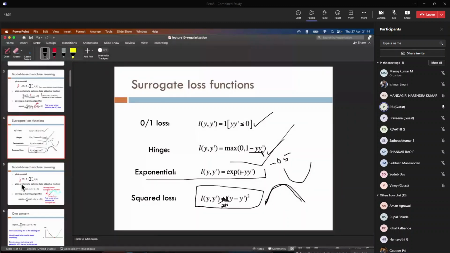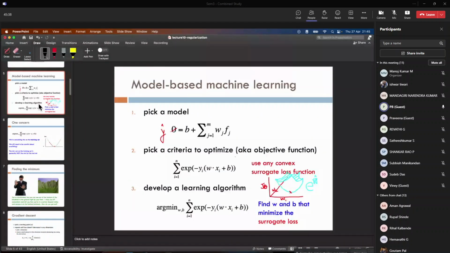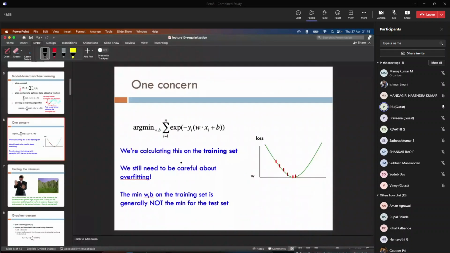So when we have all these loss functions, we select any one, and then we develop our learning algorithm. See, say for example we are using this exponential objective function, this loss function, and our learning algorithm is trying to minimize this. So what we will actually do, since it is a convex function, we will start iterating. We will see the loss, we will keep updating our weights.